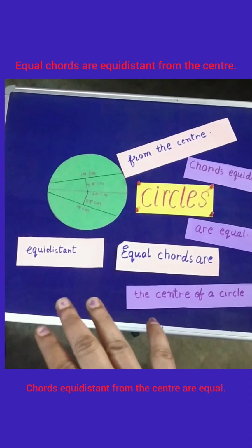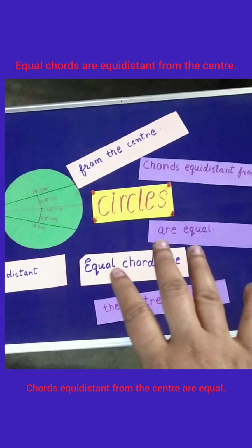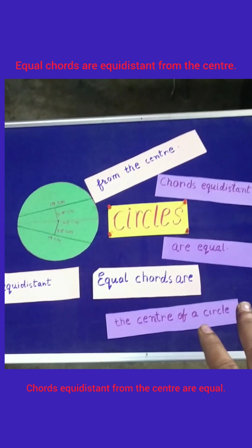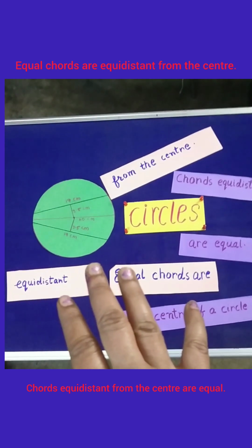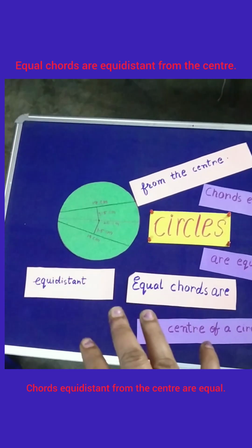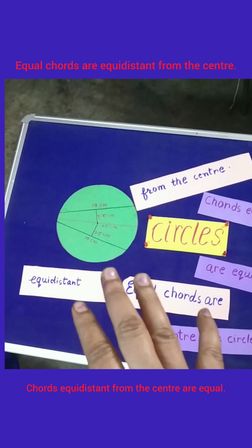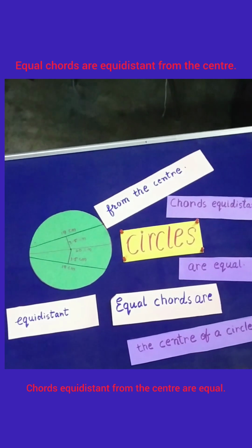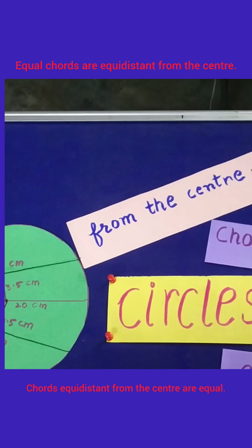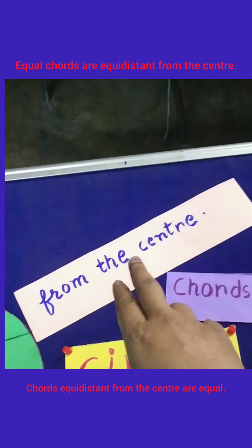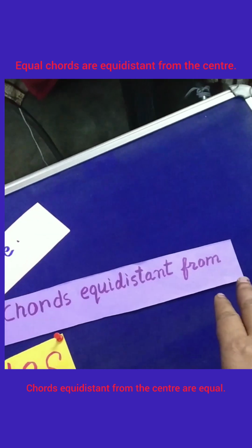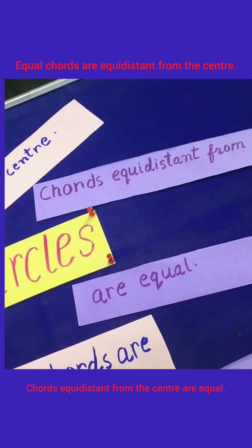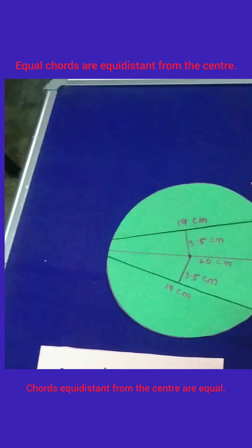Now children, see, I have some strips and have written something on them. Now I have to arrange them according to the experiment we have done in mathematics on the circle. When chords are equal, they are equidistant from the center, and we can also use it in the converse way. So let's arrange. So see, what are these? From the center, chords equidistant from, are equal. Equal chords are, the center of a circle, and equidistant.